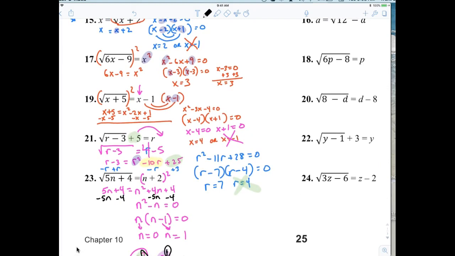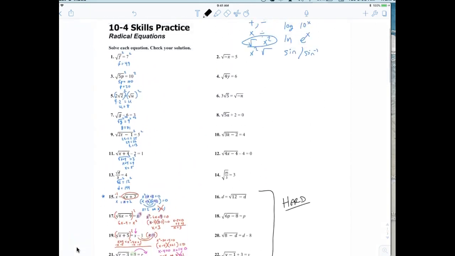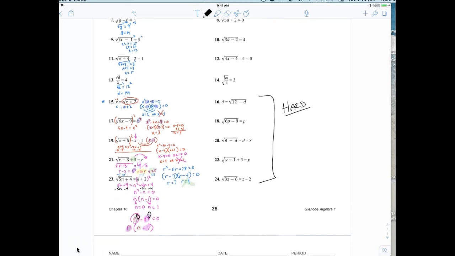All right. Anybody have any questions? Do the evens, please. No excuses. Do the evens, especially 2 through 14, relatively easy. So you have 5 problems. It'll take you probably 2 minutes each. Get to work.